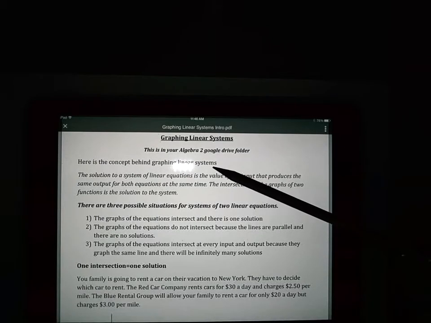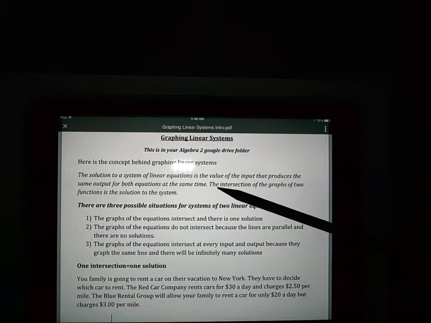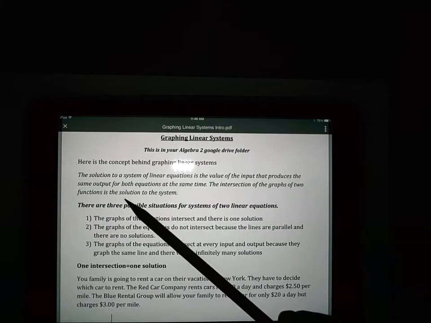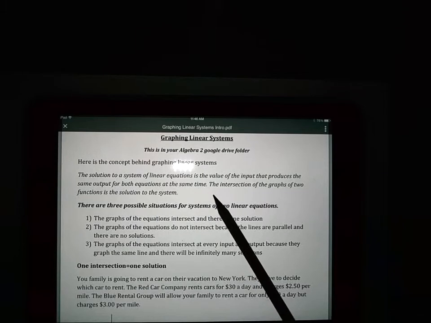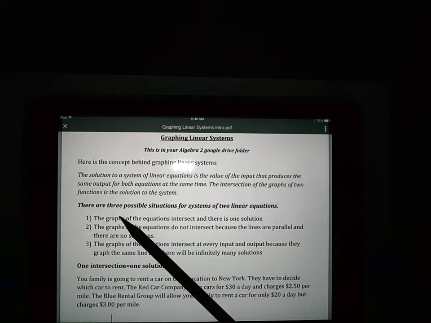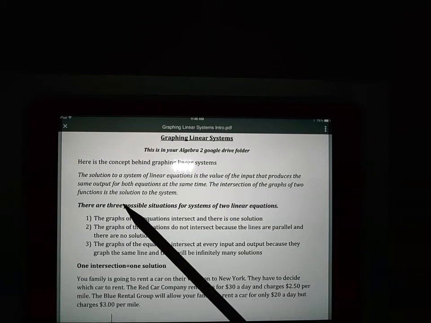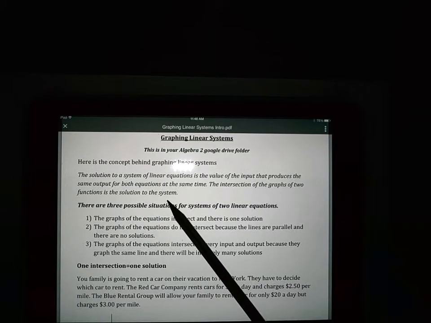Here's the concept behind graphing linear systems. The solution to a system of linear equations is the value of the input that produces the same output for both equations at the same time. The intersection of the graphs of the two functions is the solution to the system.